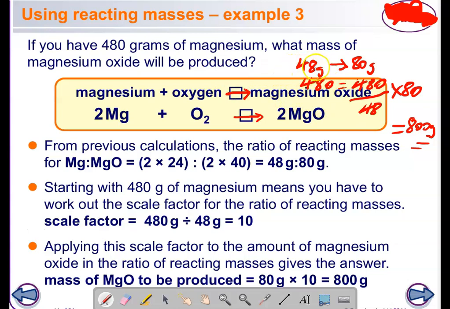Use proportionality. It's similar to the previous question. In that question, 48 grams of magnesium gave us 80 grams of what? Magnesium oxide. Therefore, what will 480 grams of magnesium give us? If more, less divide. So 480, the more we divide by the less and multiply by the 80, and that should give us what? 800 grams.